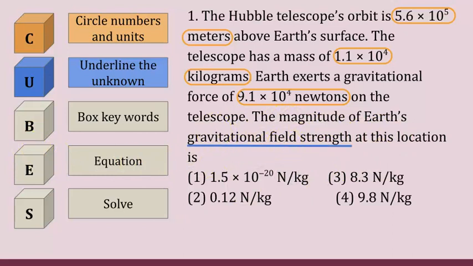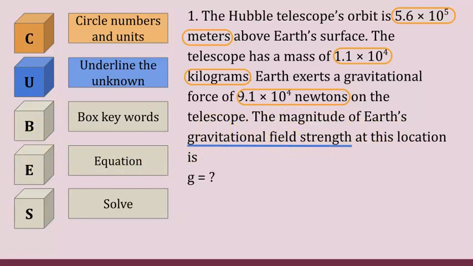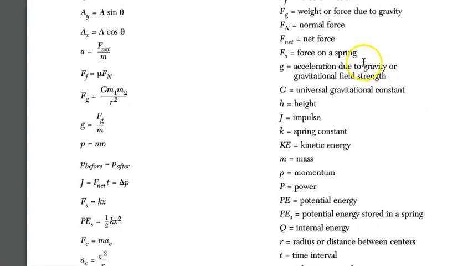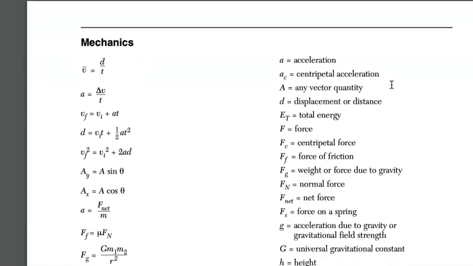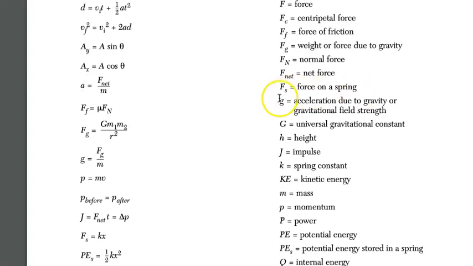I'm underlining gravitational field strength. And I'm writing down g equals question mark because lowercase g in physics stands for gravitational field strength. So that's the variable I'm looking for. If you forgot that, you can always look it up in your reference table. I'm on the last page here. And I see that lowercase g stands for acceleration due to gravity or gravitational field strength. Those two are the same thing.